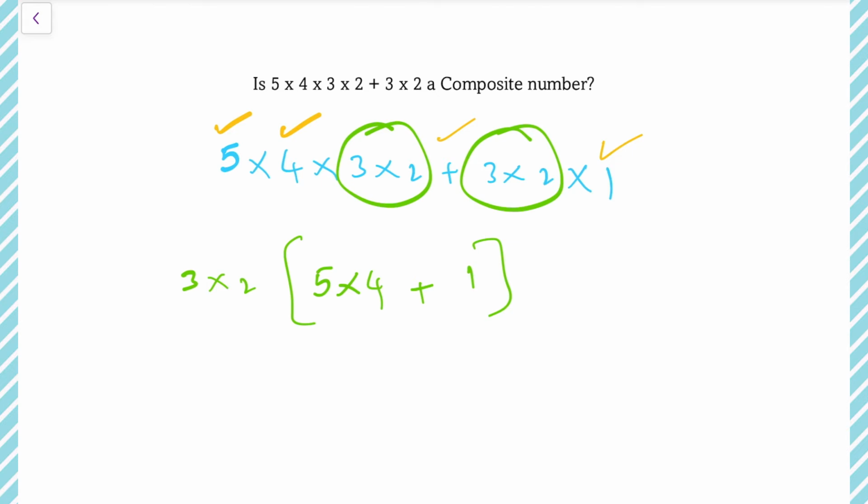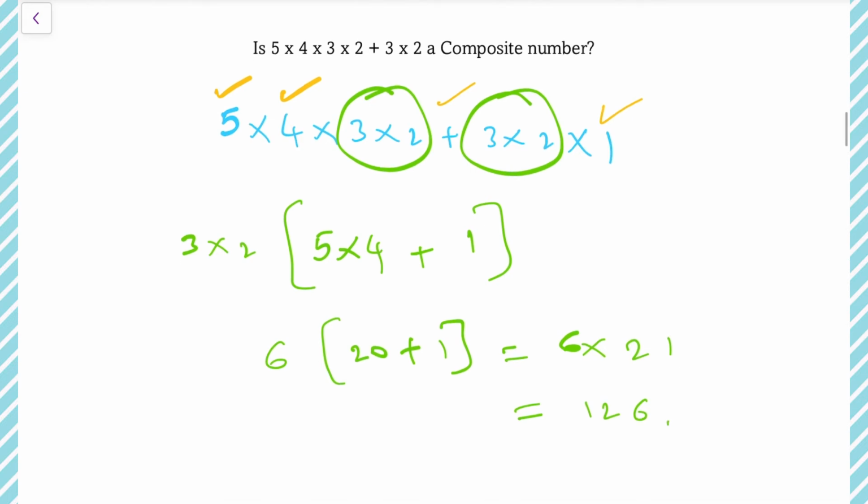So outside 3 into 2, that is 6, into 5 fours are 20 plus 1. If we simplify this further, 6 into 20 plus 1, that is 21. 21 sixes are 126. Then how can we conclude that this 126 is a composite number? It will have 1 as a factor, and 126 also as a factor. Then the last digit is 6, so it will come in the table of 2. So minimum 3 factors are there, so more than 2 factors are there, nothing but a composite number.